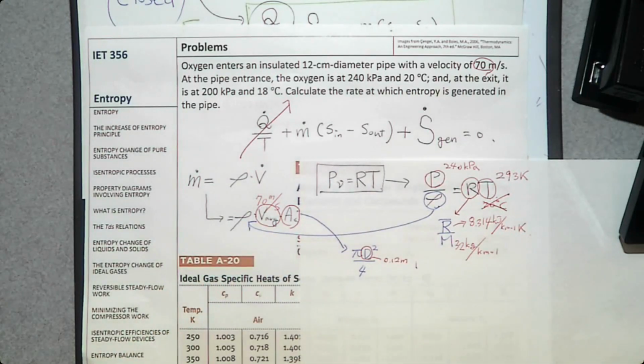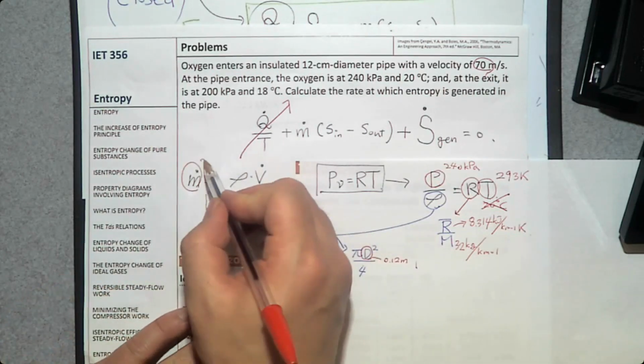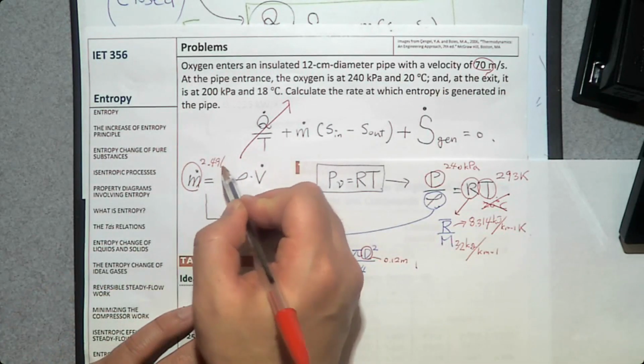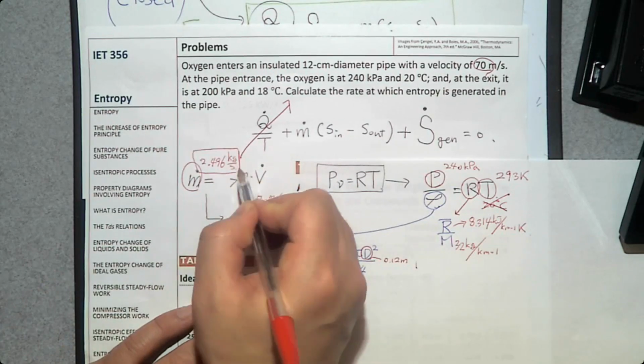Can you determine the mass? No, you can't. You can only determine the mass flow rate, not the mass. So if you do, the mass flow rate is 2.496 kilogram per second. Don't forget the unit.